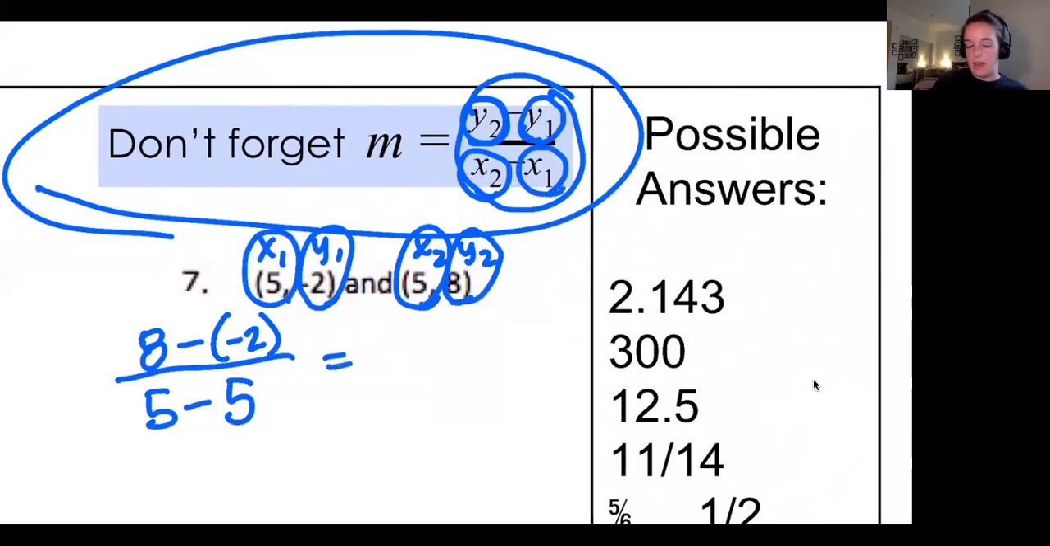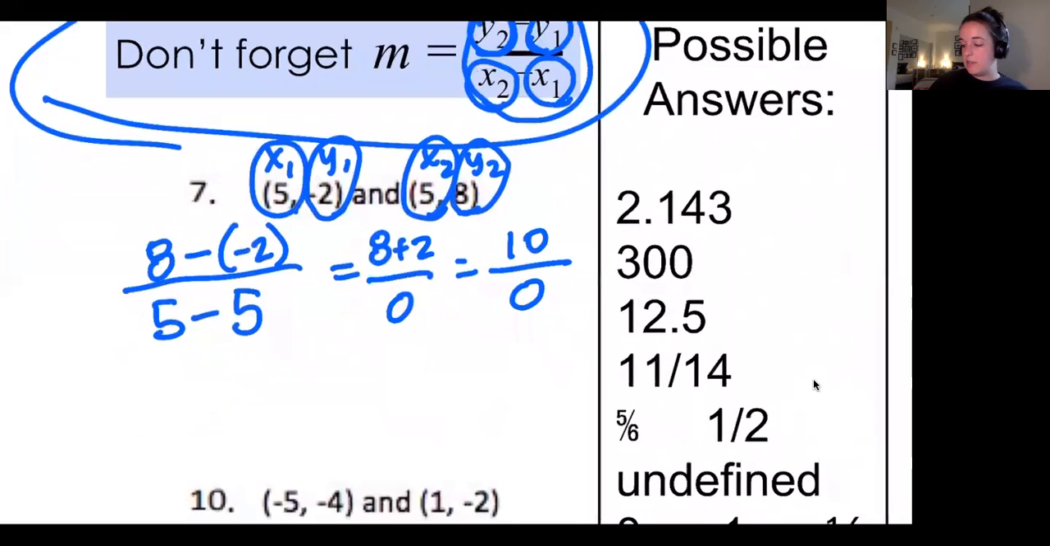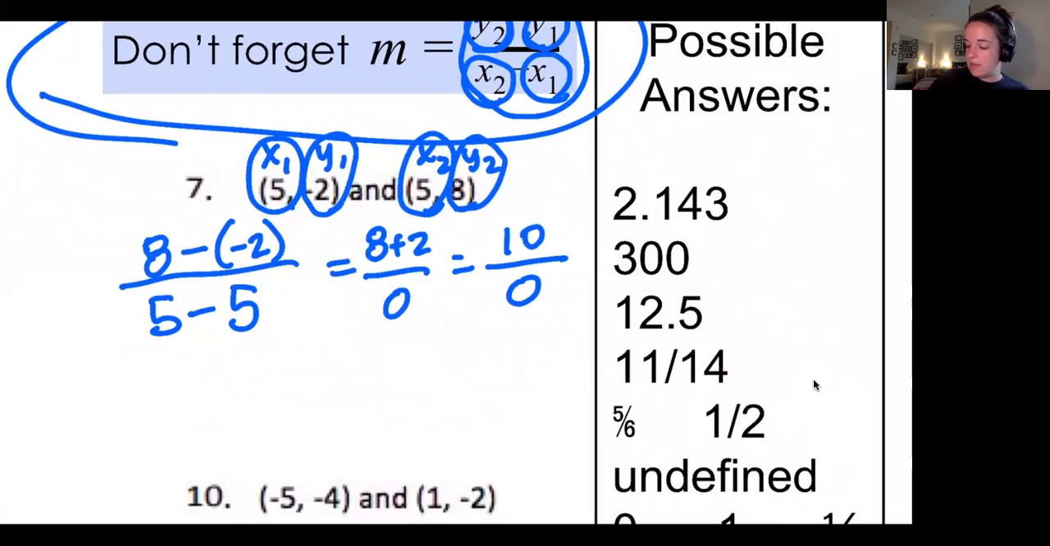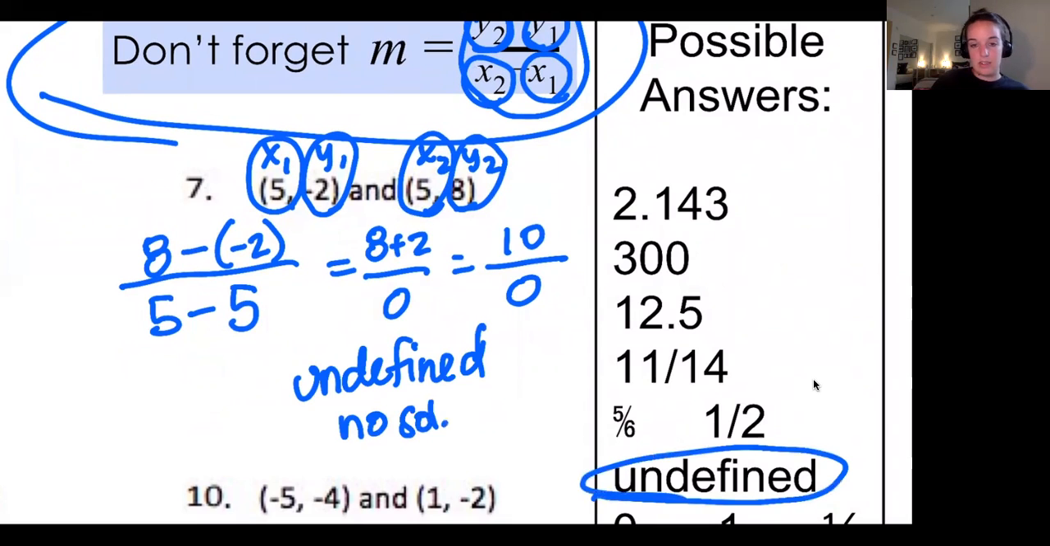So in this case, I would have 8 minus negative 2, which is like 8 plus 2, which is 10 on top. And then 5 minus 5. 5 minus 5 is 0. I can't divide by 0, right? So my answer would be undefined, or no solution. I see undefined is right here in my answer sheet. That's how I do number 7.